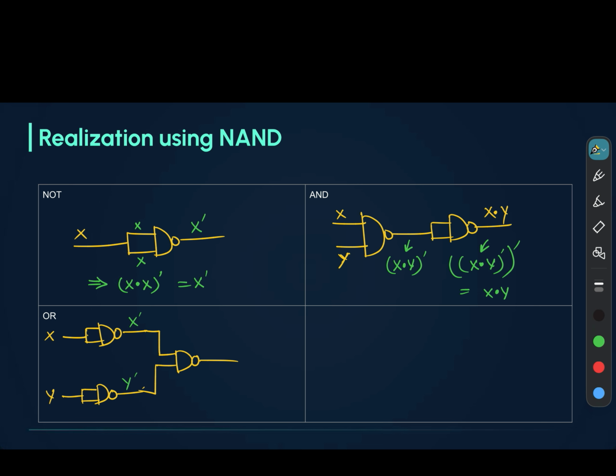And then what happens here is x bar and y bar, the whole bar, which is equal to, using all of your Boolean laws, you get what? X plus y, right? That's how you get x plus y here, and that's how you get the OR gate using NAND.